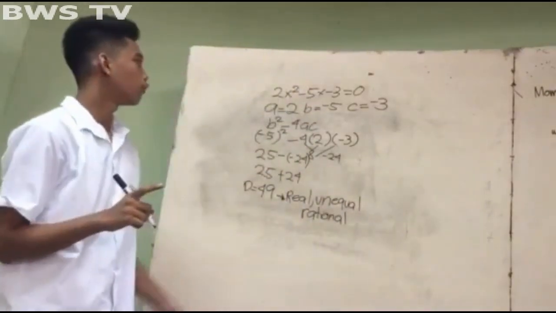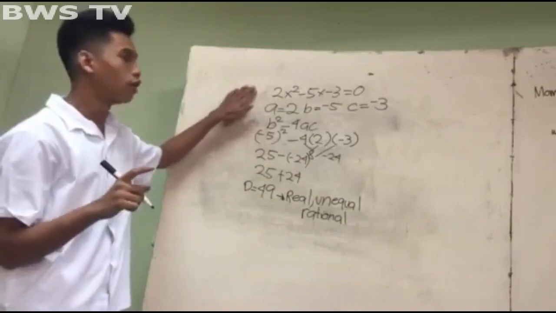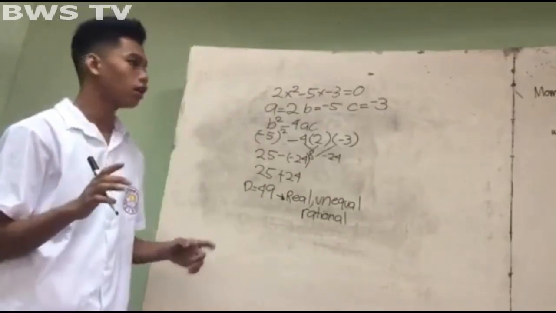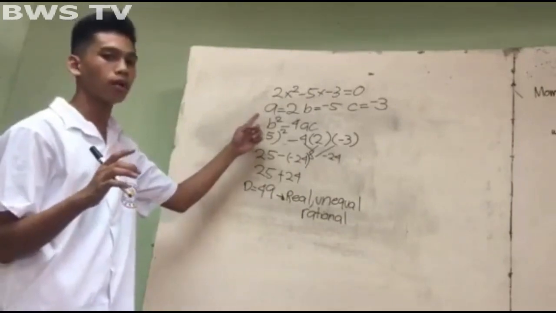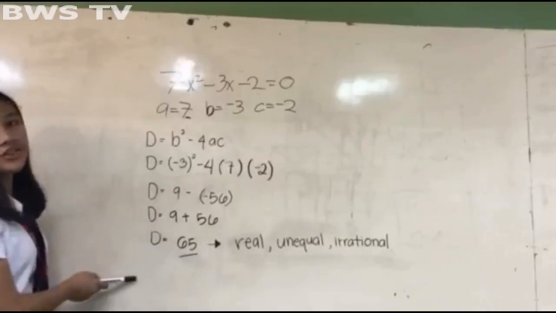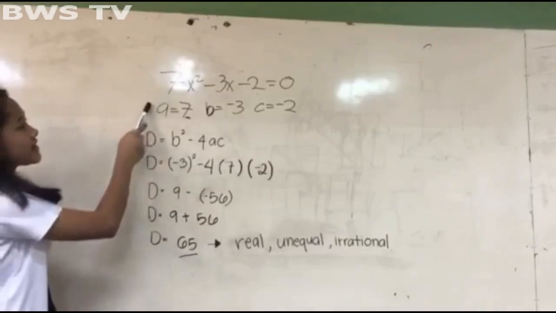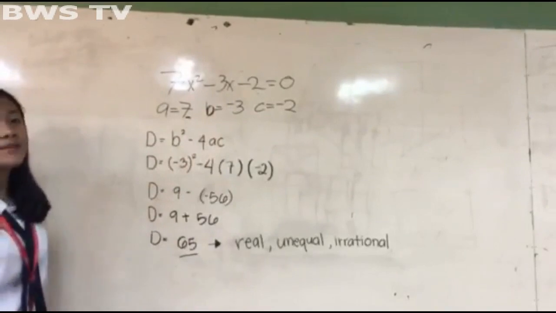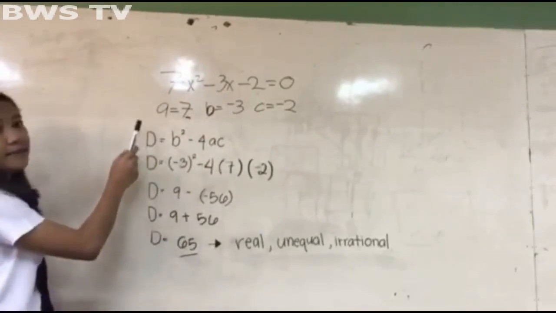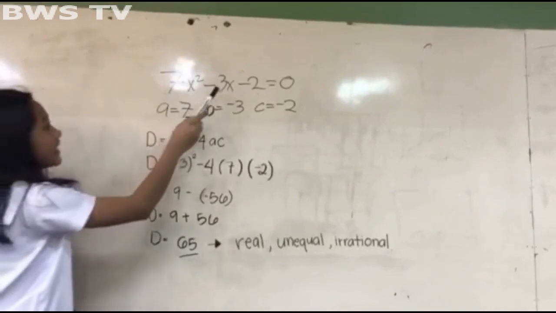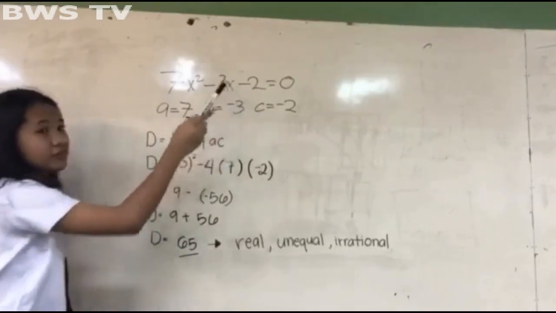So, if you have this example, the difference is just that your a will not be 1, but it will be greater than 1. This is another example: 7x squared minus 3x minus 2 equals 0. Now it's time to find the a, b, and c. a is equal to 7, b is equal to negative 3, and c is equal to negative 2.